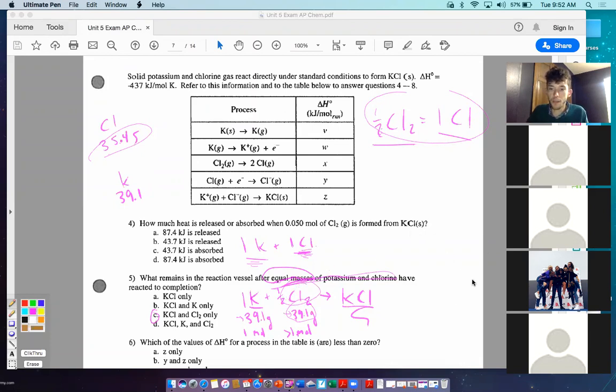That was a pretty hard stoichiometry problem. Okay, let us proceed.